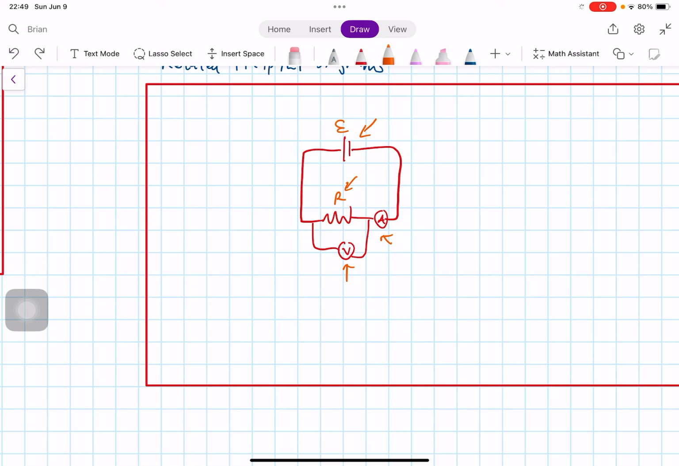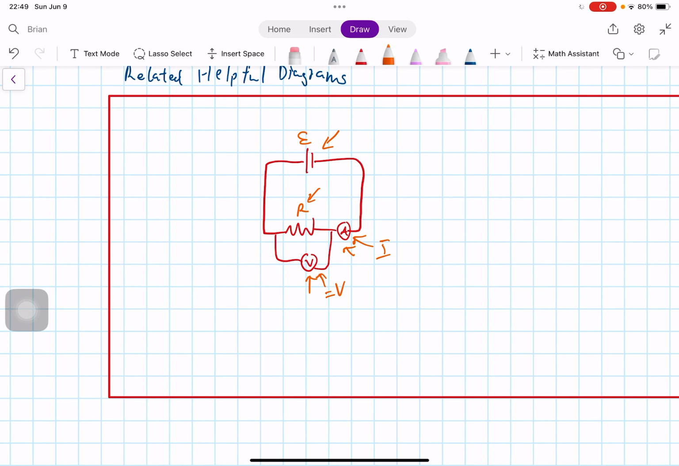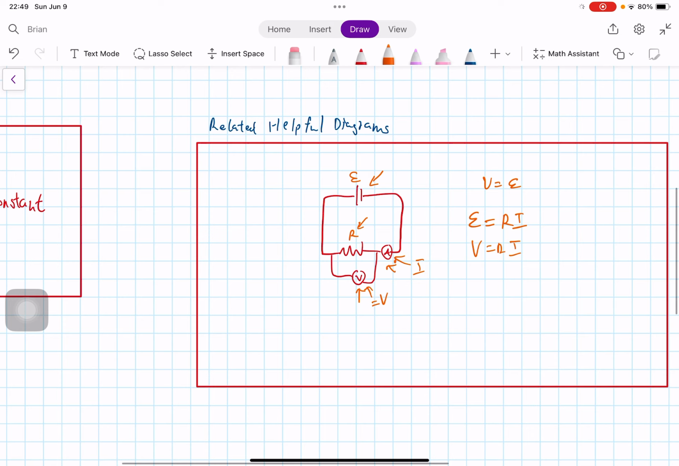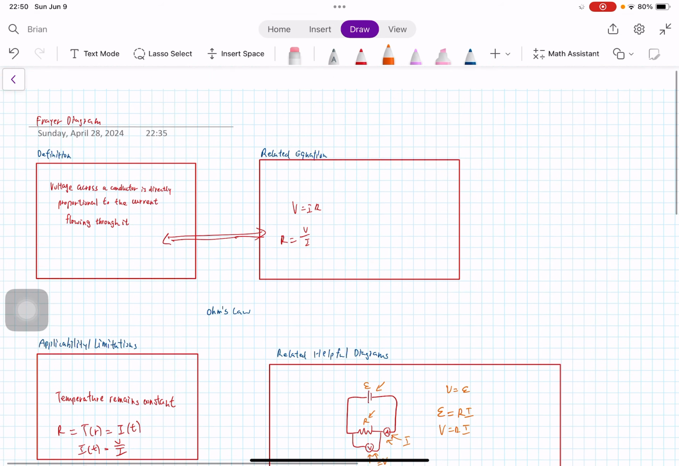So if everything applies, and if we're saying that the circuit satisfies Ohm's law, then if we measure some voltage V, and the ammeter reading gives you some current I, then the voltage here would be equal to the battery EMF value, and the EMF value would be equal to RI, or V equals RI, which is the same thing. So that concludes my first diagram for Ohm's law.